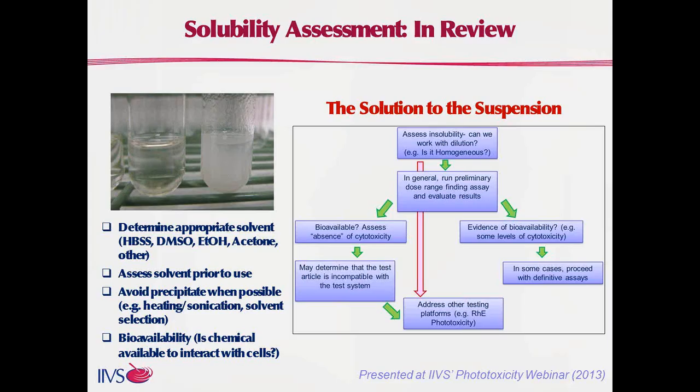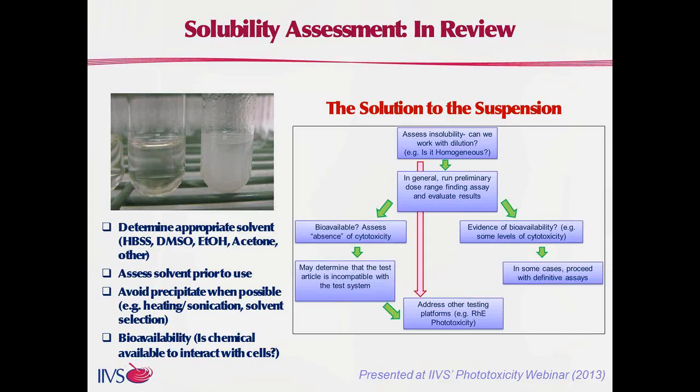In general, if we find a test article to be soluble in one of those intermediate solvents, we'll then assess how the test article behaves when we return back to the aqueous HBSS. If we can create a solution in the intermediate solvent, then we proceed with that solvent. If we prepare the dilution series in the intermediate solvent that can't completely be solubilized, we always have to worry about sampling error due to precipitation. But again, we'll try to avoid that when possible through heating and sonication and the appropriate selection of solvent.